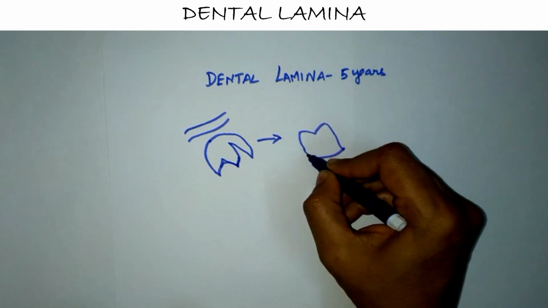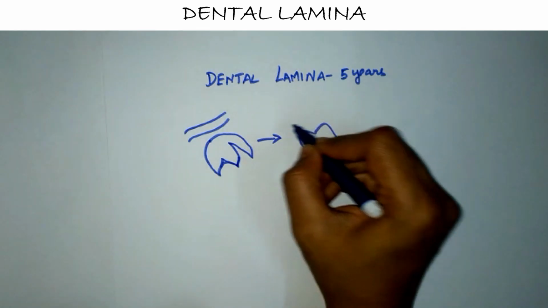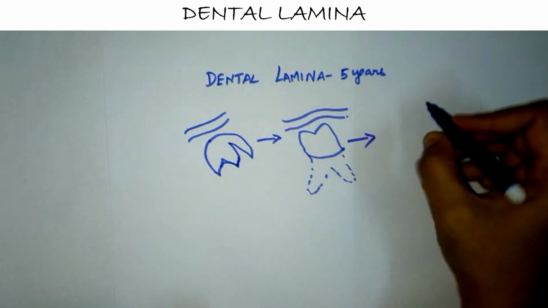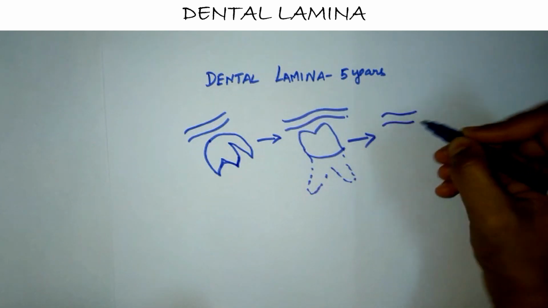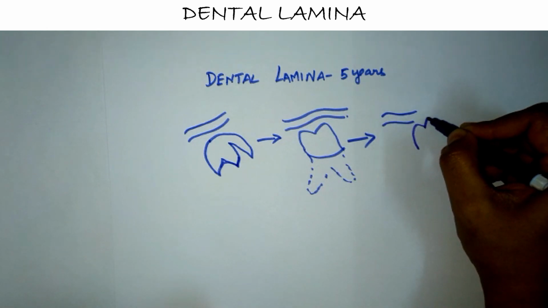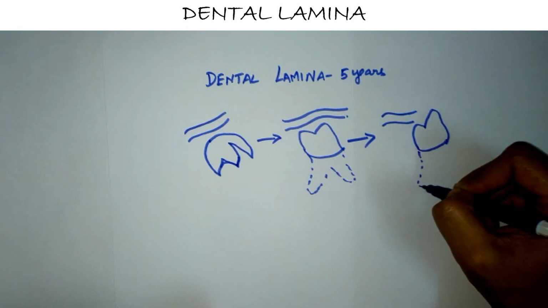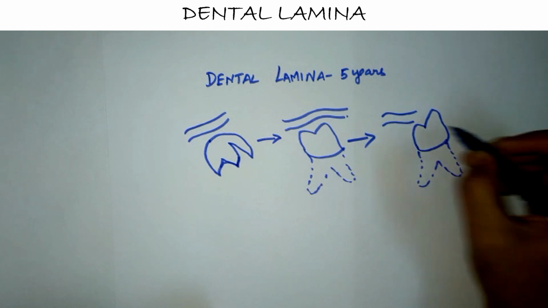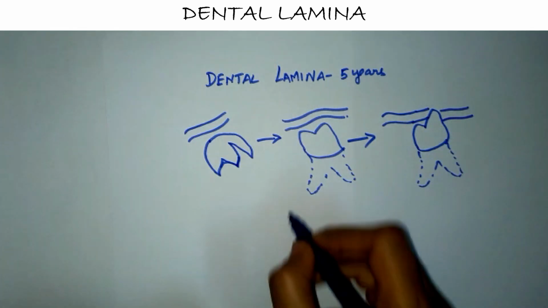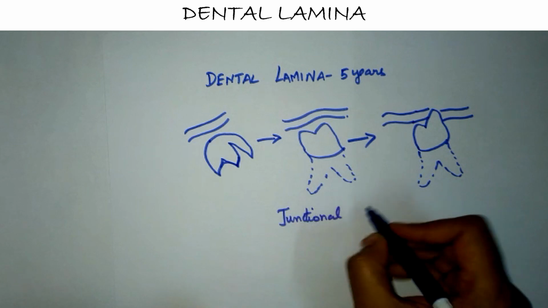Once the tooth is ready for eruption, the overlying oral epithelium has to be penetrated. But after the penetration of the overlying oral epithelium by the fully formed tooth, the integrity of the epithelium is lost. It is no more a continuous layer, so it cannot be left as such. For that, there is something called the junctional epithelium, which is formed over the erupted tooth.